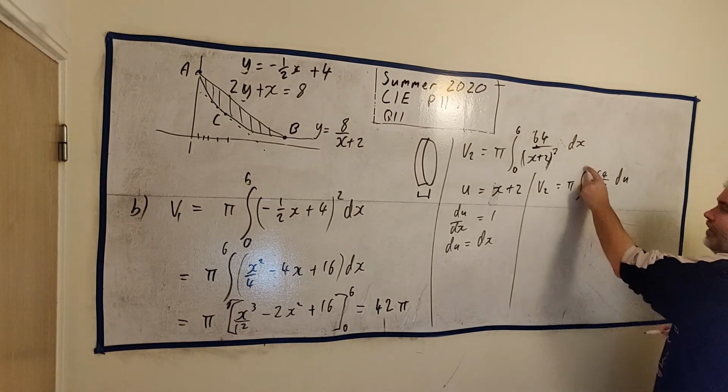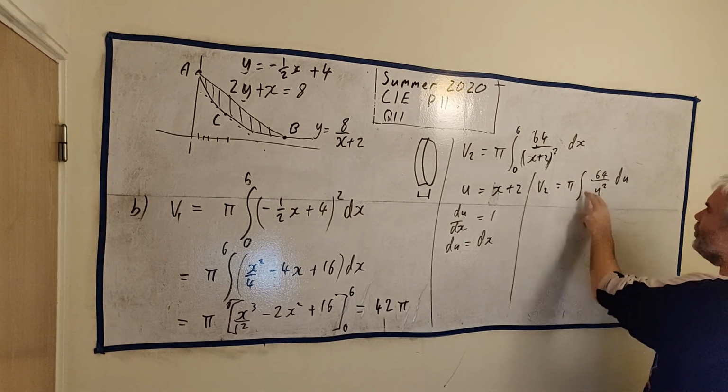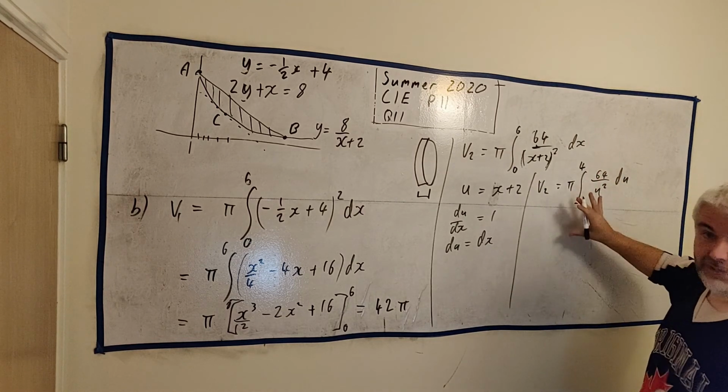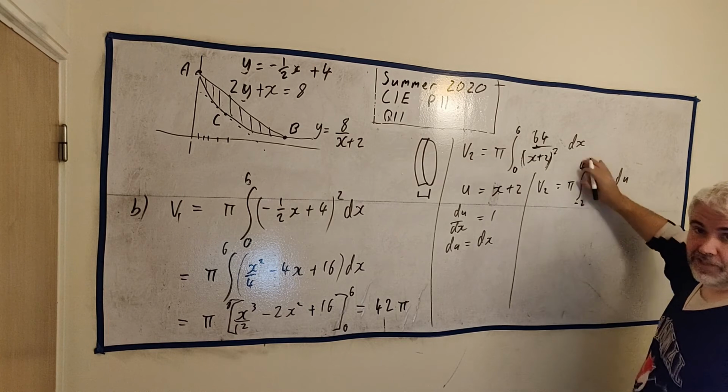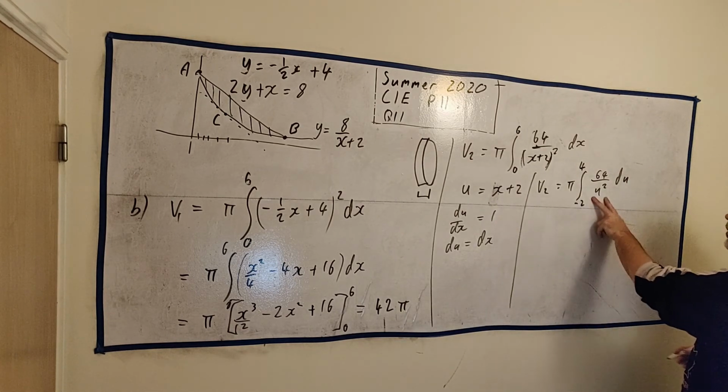You can change the numbers here. They won't be 0 and 6 anymore. They'll be minus 2 and 4. You're not actually going to need that in this question, so you might have questions about this. Ask them in the comments. I can certainly answer them. So let's integrate this guy.